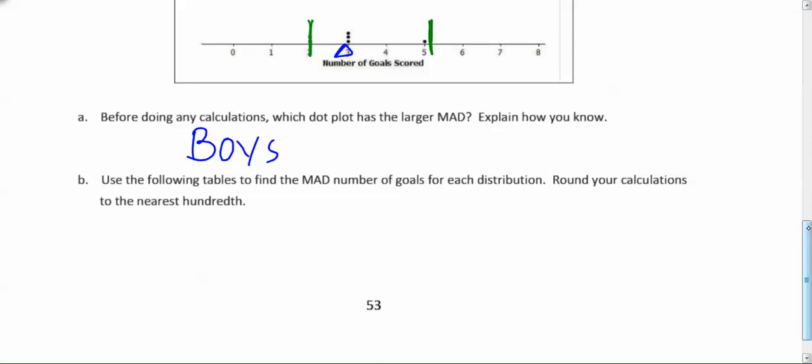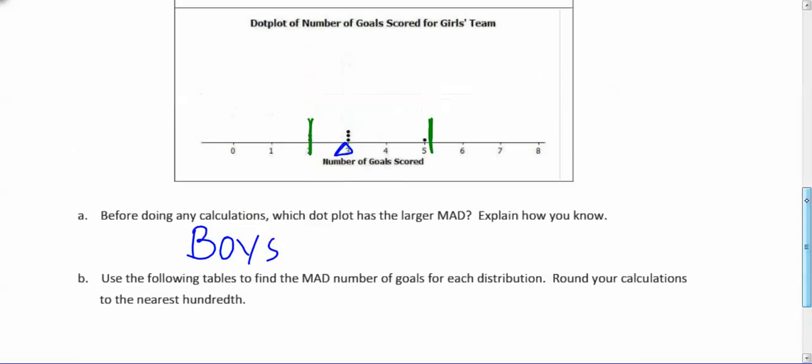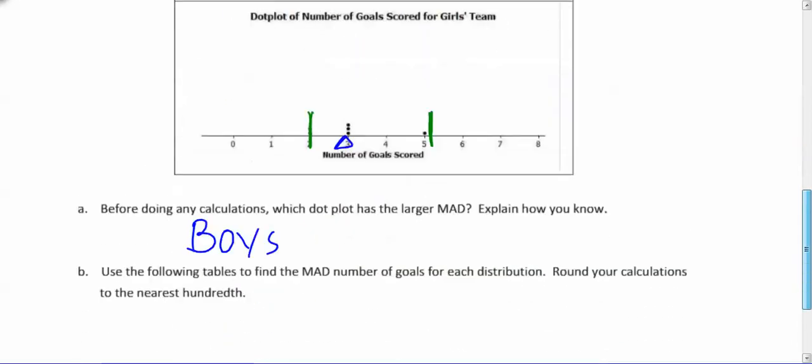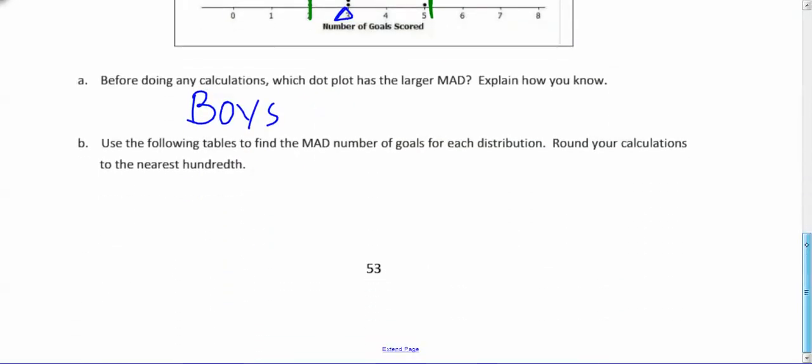So before doing any calculations, which dot plot has a larger MAD? That means which one is more spread out. Definitely, again, you look at that, the boys have less consistency, that data is more spread out. And then it says use the tables to find the MAD number of goals for each distribution. Round your calculations to the nearest hundredth.